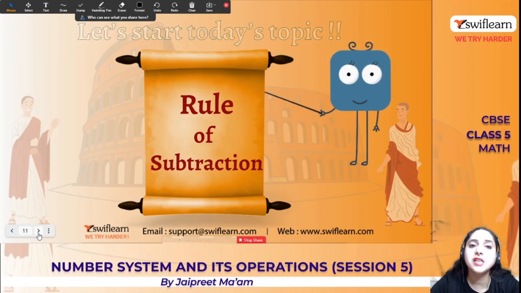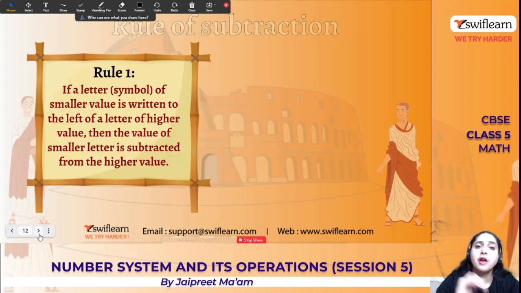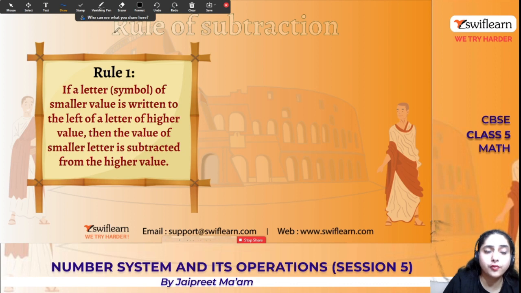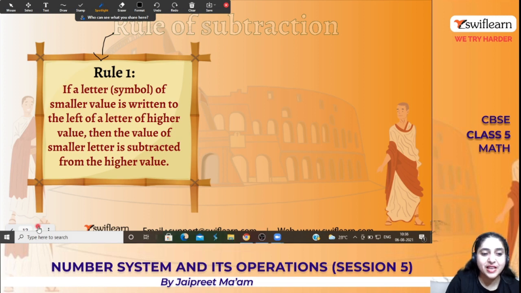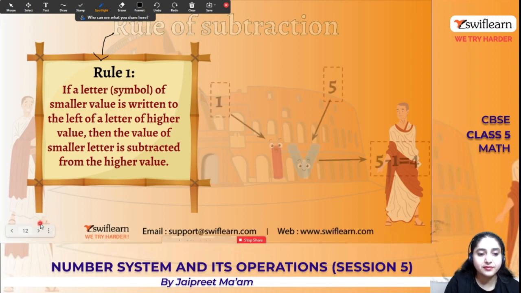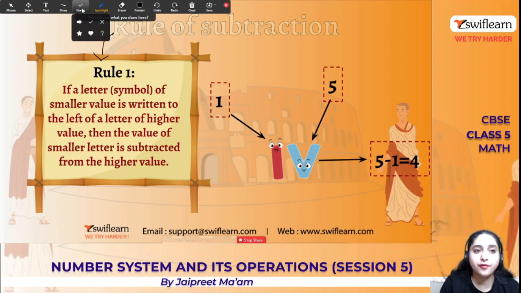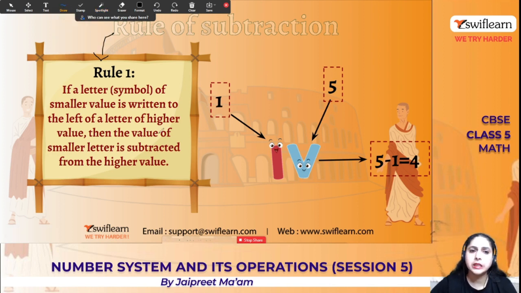So let's start our today's topic, that is the rule of subtraction. In the rule of subtraction, first we will discuss rule 1. So what is the first rule of subtraction? If a letter symbol of a smaller value is written to the left of a letter of higher value, then the value of the smaller letter is subtracted from the higher value. Now let's understand with an example. For example, IV. So what does it mean?